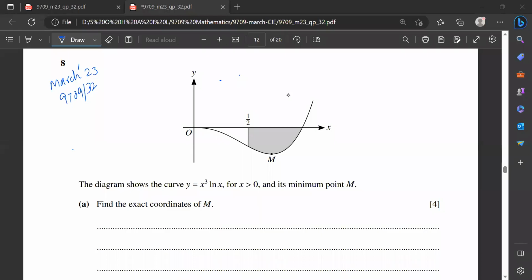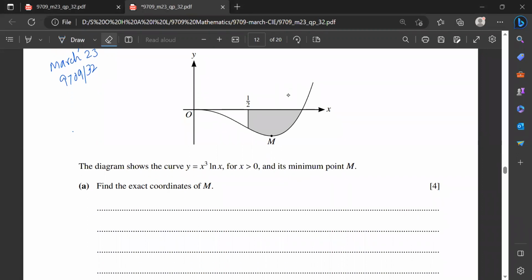Well, this is a question from March 23, 970932. The diagram shows the curve y equals x cubed natural log of x for x greater than 0, and its minimum point is M. Part A, find the coordinates of M. So M is the minimum turning point of the graph, meaning the stationary point which is a minimum.